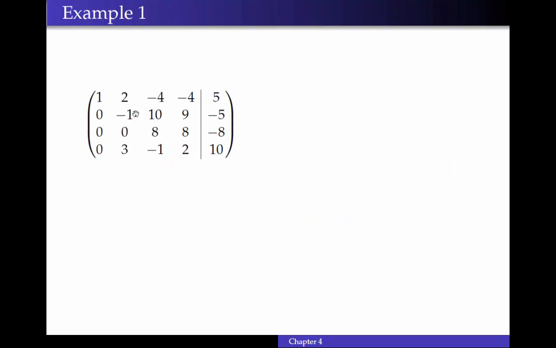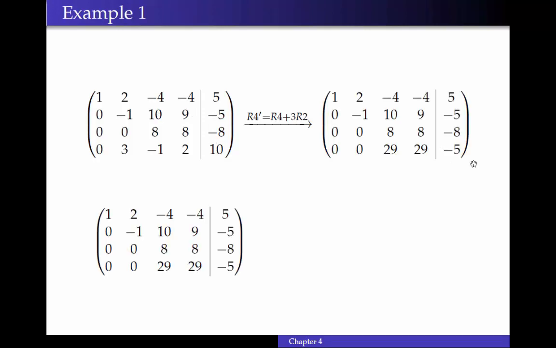Okay, so now I want to use this new pivot element that I just created to eliminate all the entries below it. One entry is already a 0, so no worries there. And now we just need to eliminate this 3. So to do that, I'm going to add this row to 3 times row 2. So row 4 plus 3 row 2. So that'd be 3 minus 3, minus 1 plus 30, 2 plus 27, and then 10 minus 15. And you can see the results here.